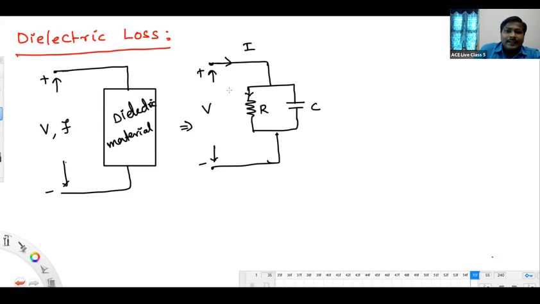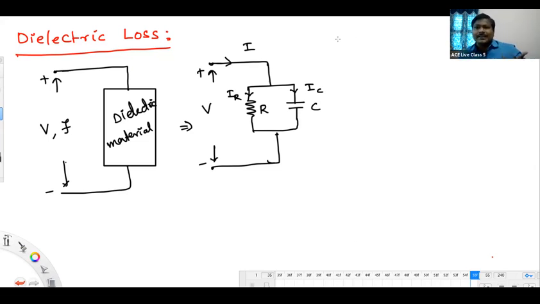A resistor will draw a current of IR, and the capacitance is going to draw a current of IC. RC parallel circuit. Like that, we are modeling the dielectric material.